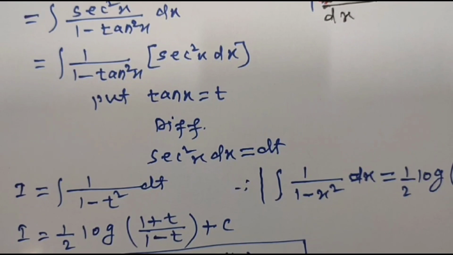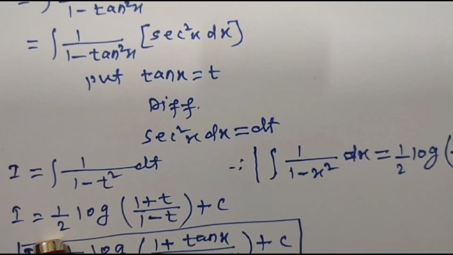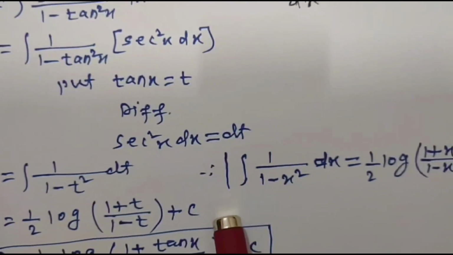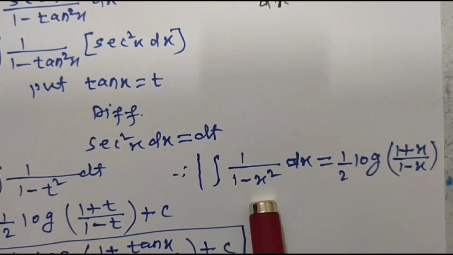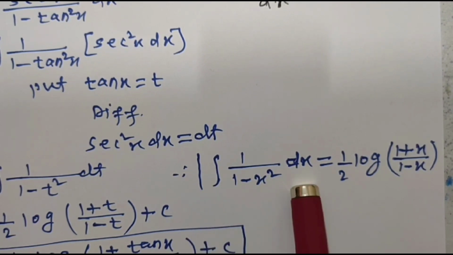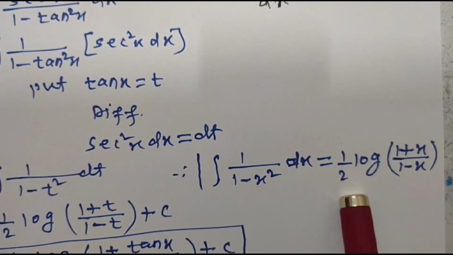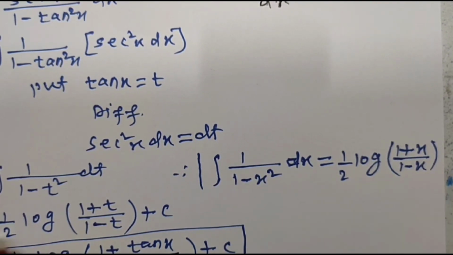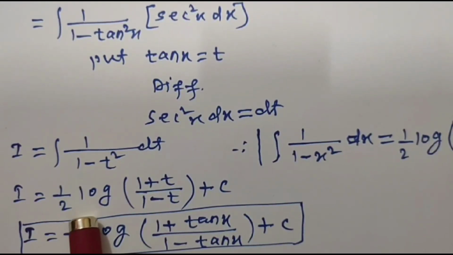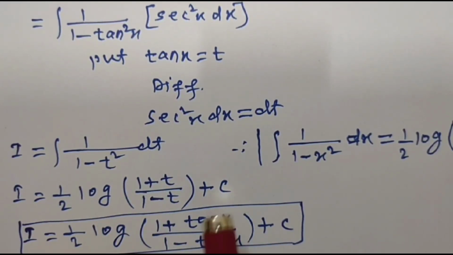Hence, I is equal to 1 upon 2 logarithm of 1 plus t divided by 1 minus t, because you know this integral formula: the integral of 1 upon 1 minus x square with respect to x. This formula is half of logarithm of 1 plus x divided by 1 minus x. Using this formula, we get I is equal to half of logarithm of 1 plus t divided by 1 minus t plus integral constant c.